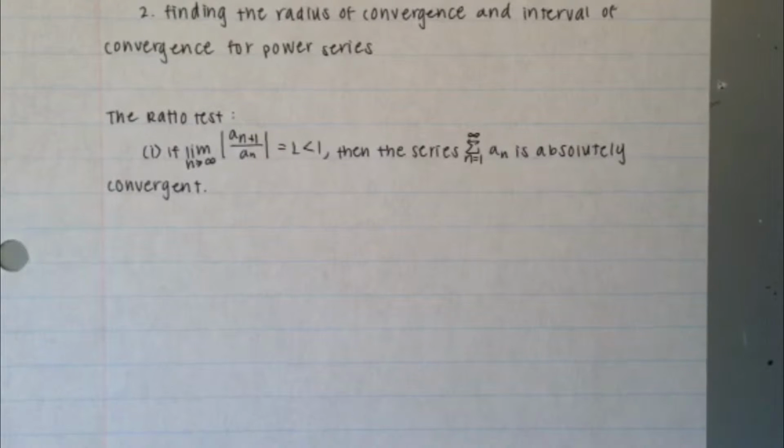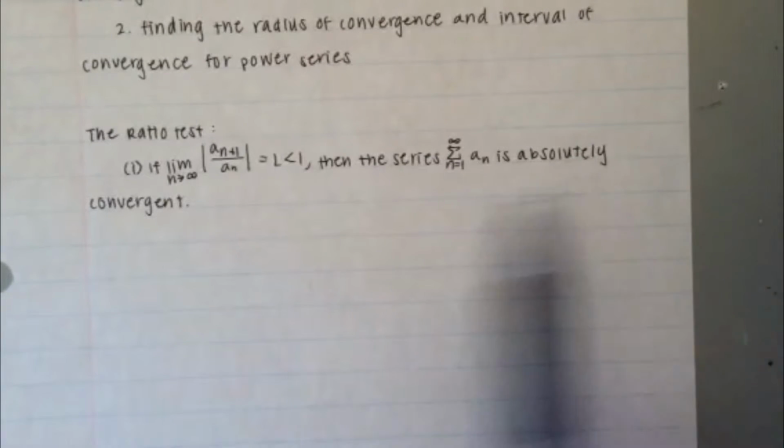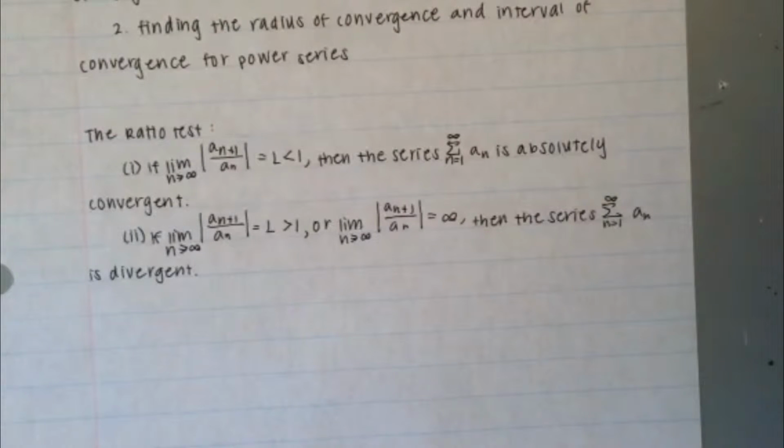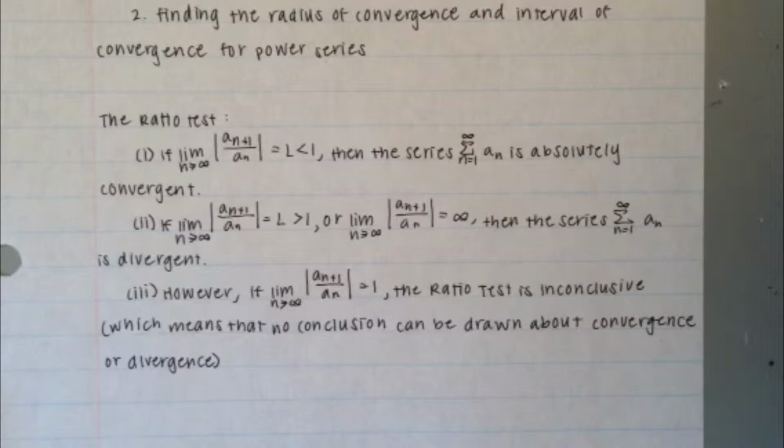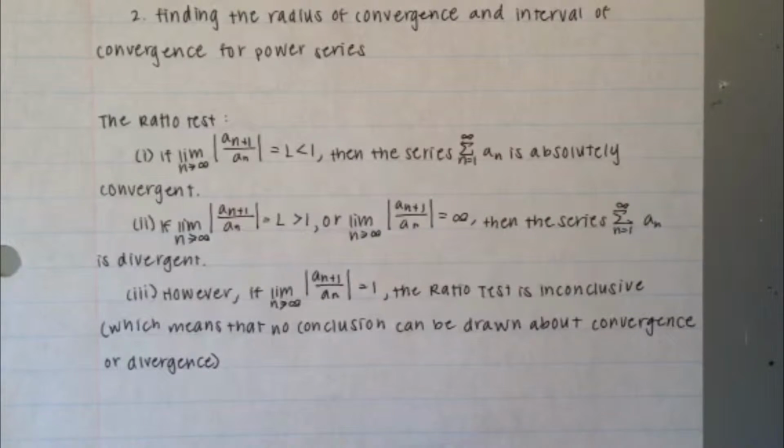1, if the limit as n approaches infinity of the absolute value of a n plus 1 over a n equals L, which is less than 1, then the series is absolutely convergent. And 2, if it's greater than 1 or it equals infinity, then the series is divergent. However, if it equals 1, then the ratio test is inconclusive, which means that no conclusion can be drawn about the convergence or divergence.